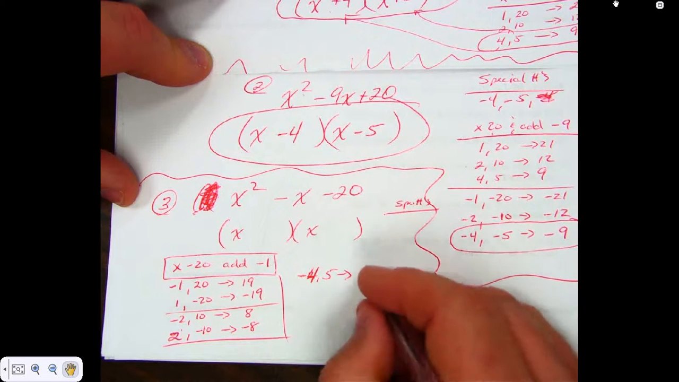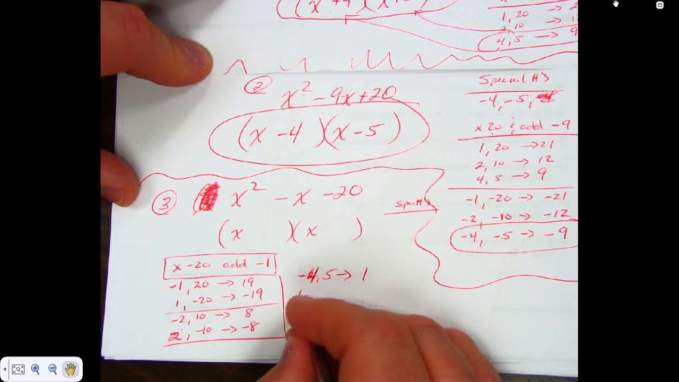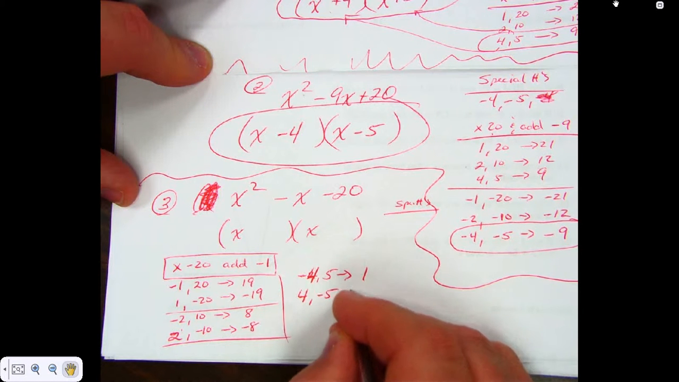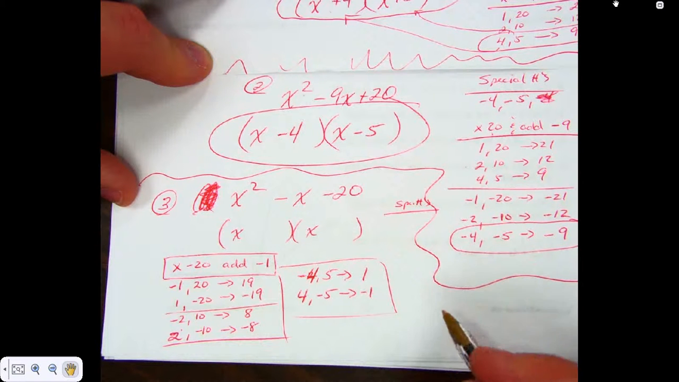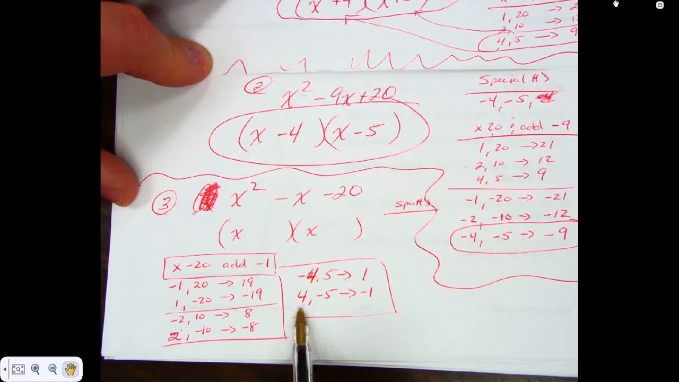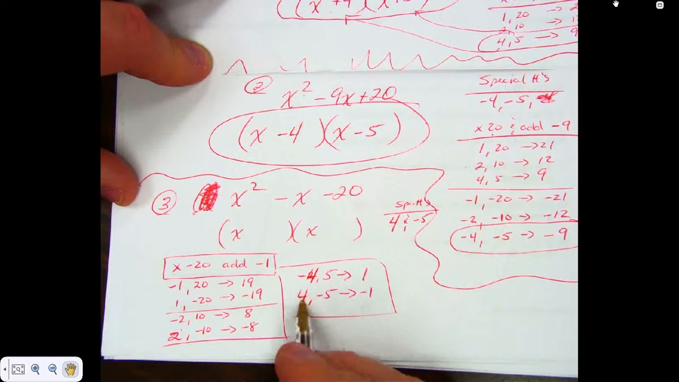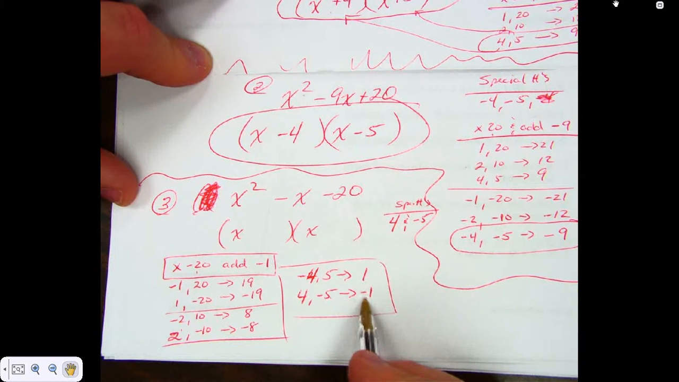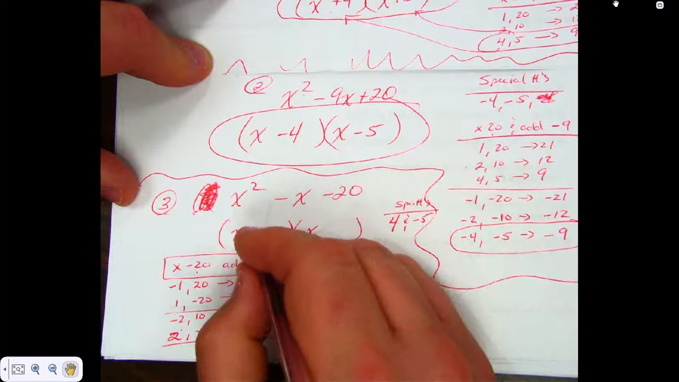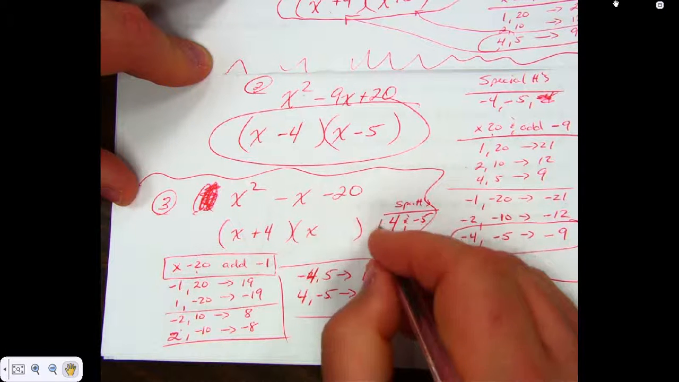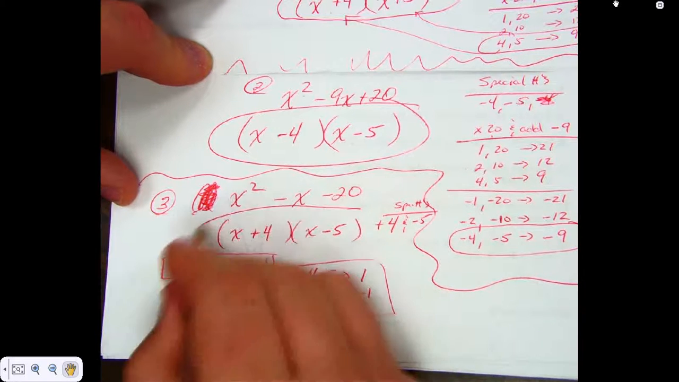What would those add to? 1. Or I could do a what? A positive 4 and a what? What do those add to? Which one of these work? Huh? Our special numbers are 4 and what? Negative 5, because they multiply to get negative 20 and they add to get what? Negative 1. So what do I put in here? Plus 4 and what? And you're done.